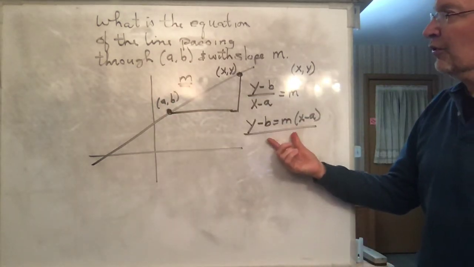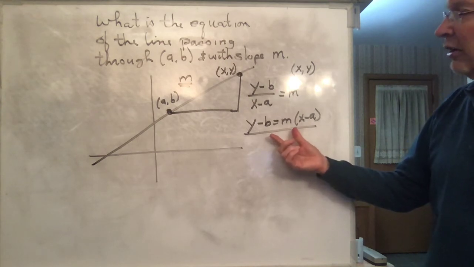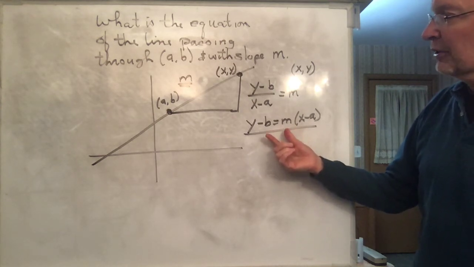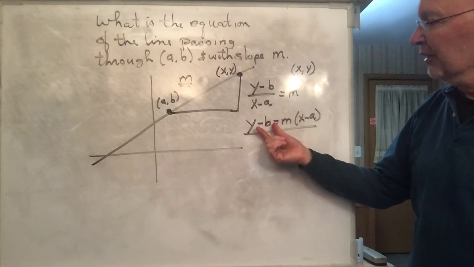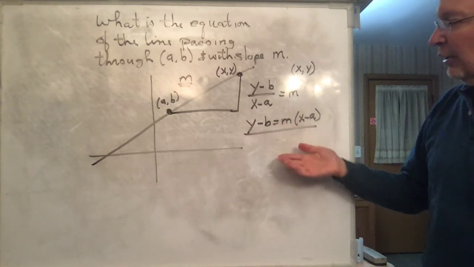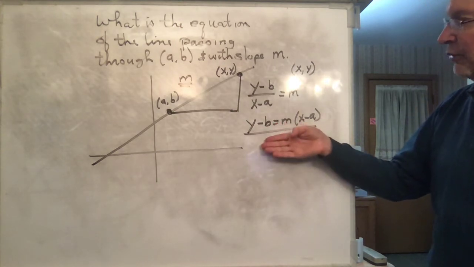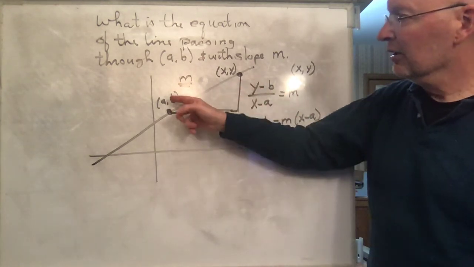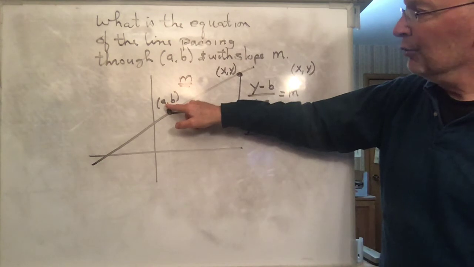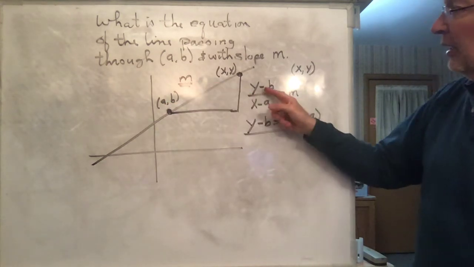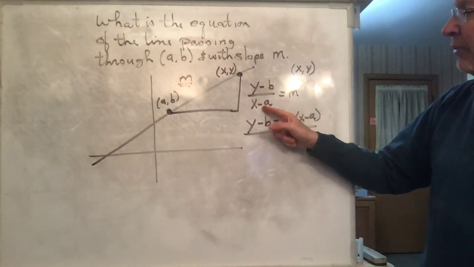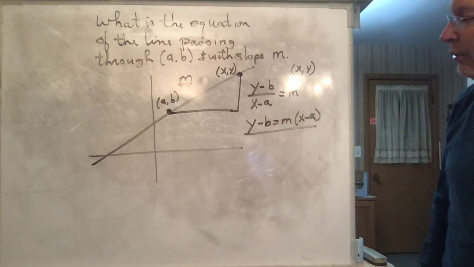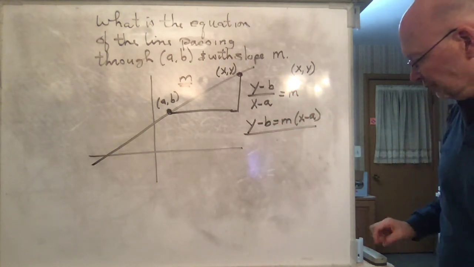But this one just works very well because quite often what you really know about a particular line is a point that it goes through and the slope of it, and you want to find the equation, and there it is right there. And you don't even have to memorize this. All you do is think of this picture. It's the line that goes through this point with this slope, and so y minus b over x minus a is equal to m. Multiply it through, and you have your equation.